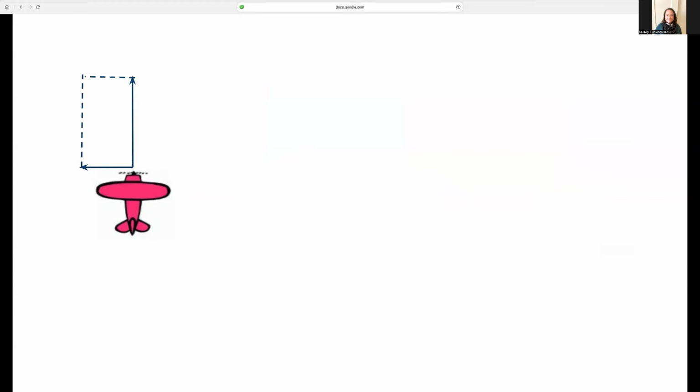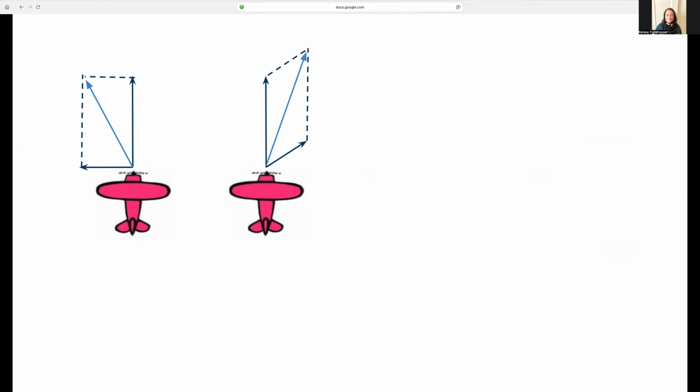So first one, we have the two sides of our parallelogram, which is really just a rectangle in this case. And then we see it's going to go up and to the left, or probably north and west. So that's the first one. The next one, we draw our parallelogram, and then we get our resultant. That one is going up and to the right, or northeast.